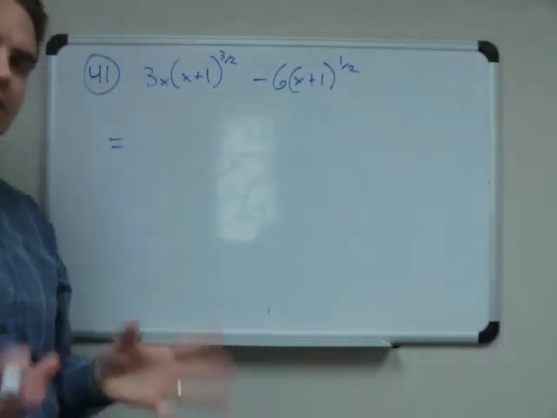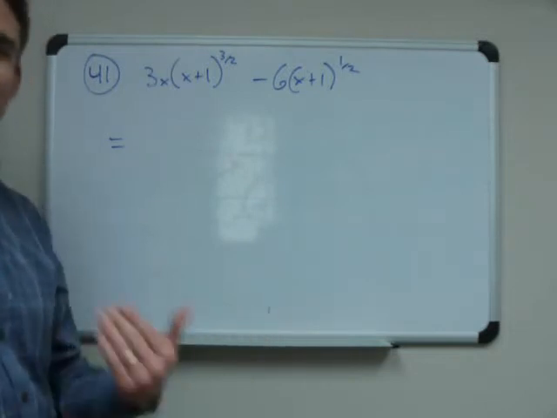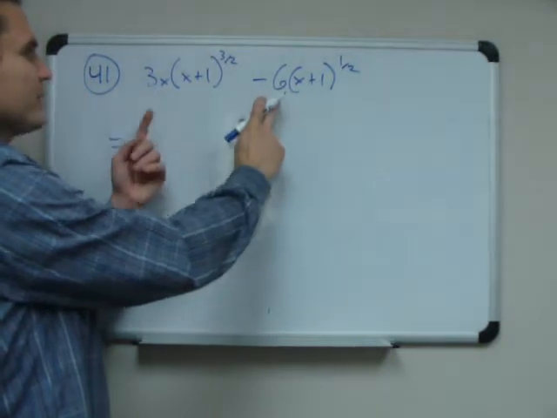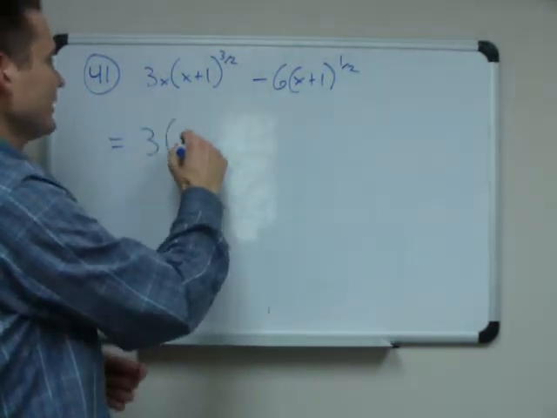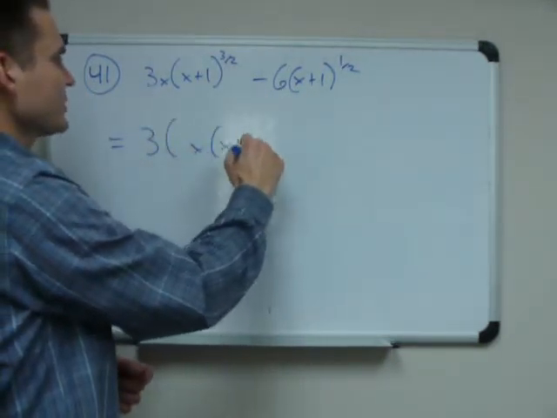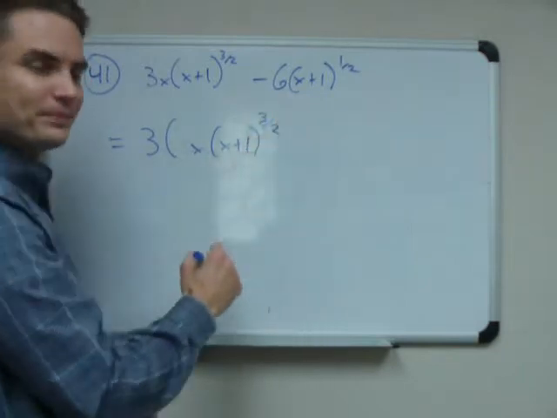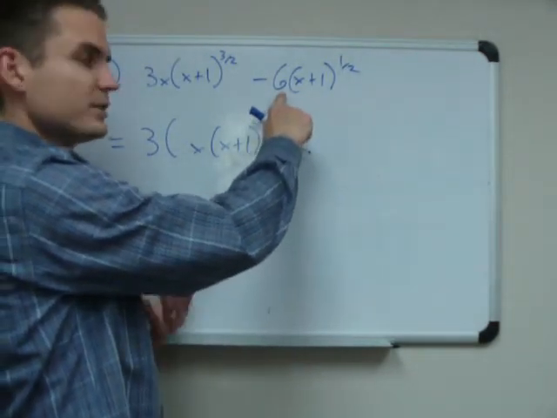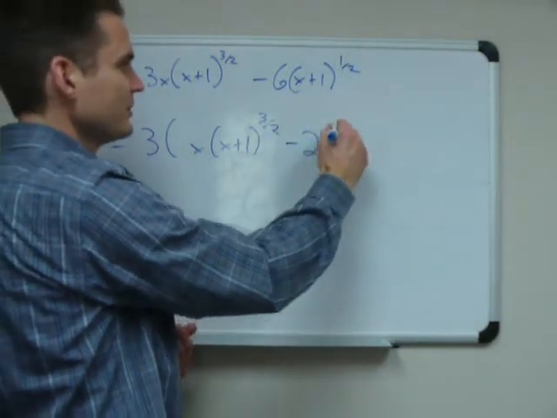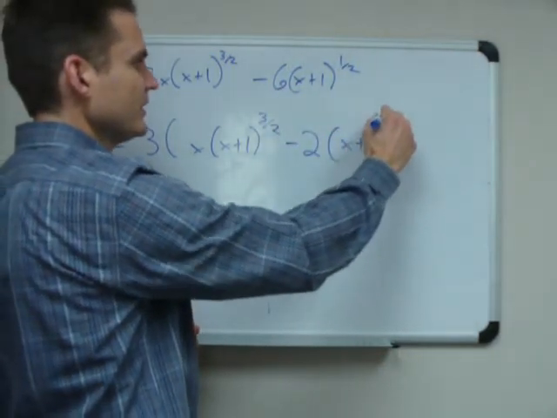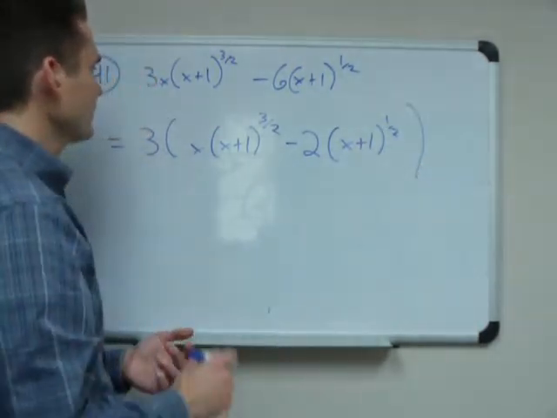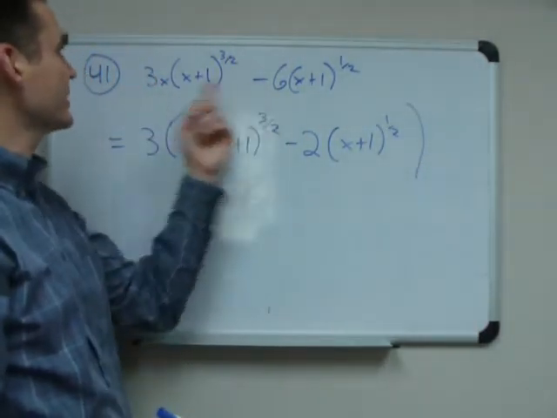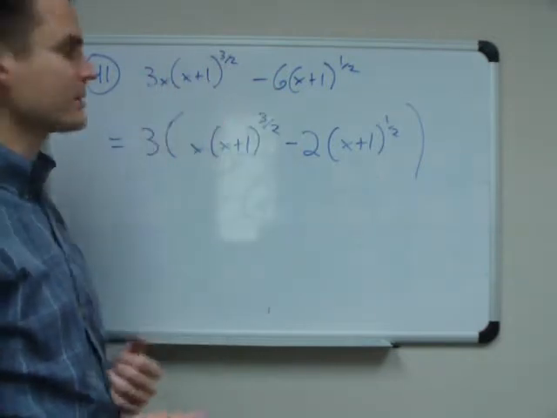You could do this in 2 steps if you want. It may not be a bad idea to make it a simpler problem. If I take the 3 out of both of these, it'll leave me x times x plus 1 to the 3/2 power. But 3 comes out of the 6. 3 goes into 6 2 times, so it would be negative 2 times x plus 1 to the 1/2. So look at what I've done here. I've factored 3 out of both terms, because 3 does factor out of 6, and of course 3.